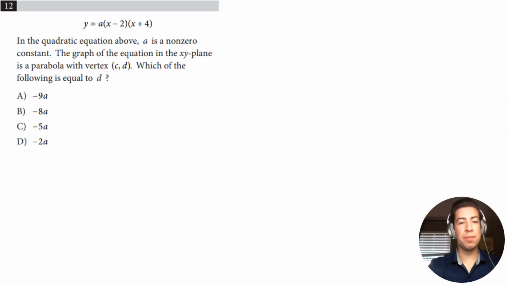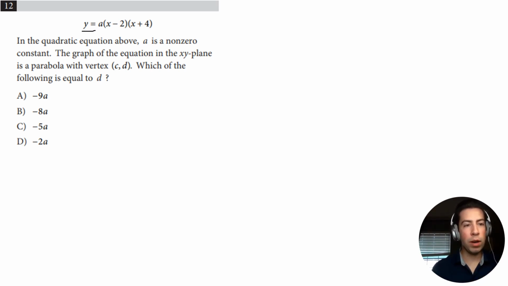Question number 12, let's get right into it. All right, guys, I am so excited to do this problem for you because this is basically what I wanted my channel to be all about. It's about solving math from first principles so that you don't have to memorize any formulas and you can just think about things and derive the formulas on the spot. So let me go ahead and read this problem and show you exactly what I mean.